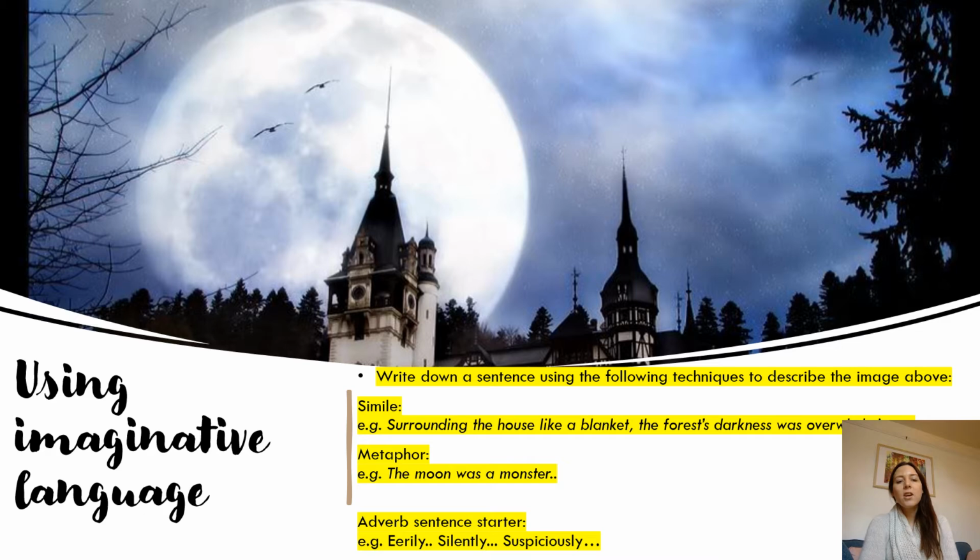So, first thing I would like you to do is, using the image in front of you of the moon and the buildings that looks, I guess, quite typically Gothic, write down a sentence using one of the following techniques to describe the image above. So your task basically is to use a simile, a metaphor and an adverb.